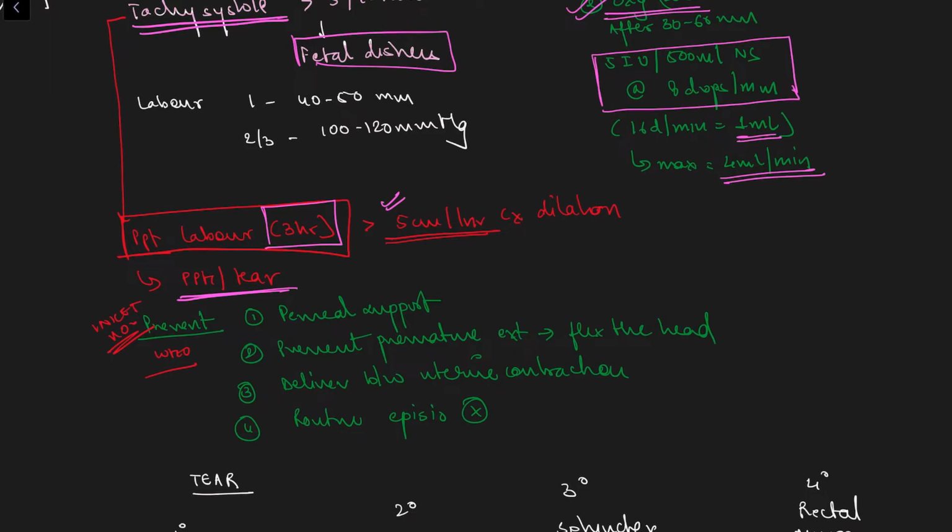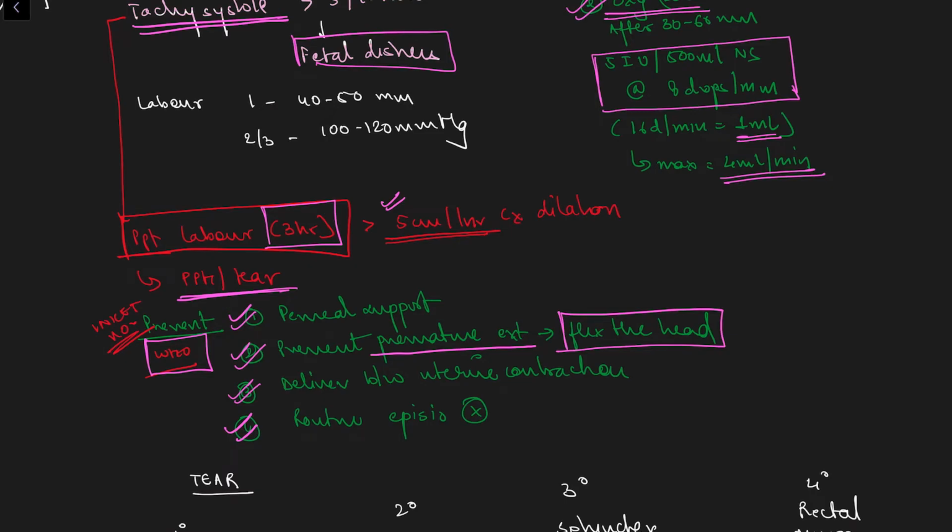The WHO guidelines: first, perineal support is provided. Second, prevent premature extension of the head, that is, the head should be flexed. Third, deliver between uterine contractions. And fourth, routine episiotomy is not advised. This was asked in AIIMS.